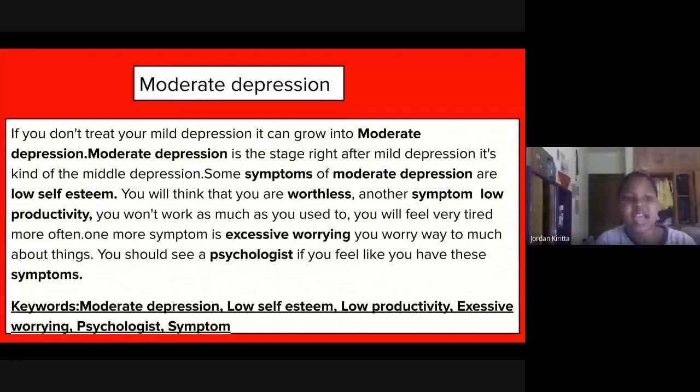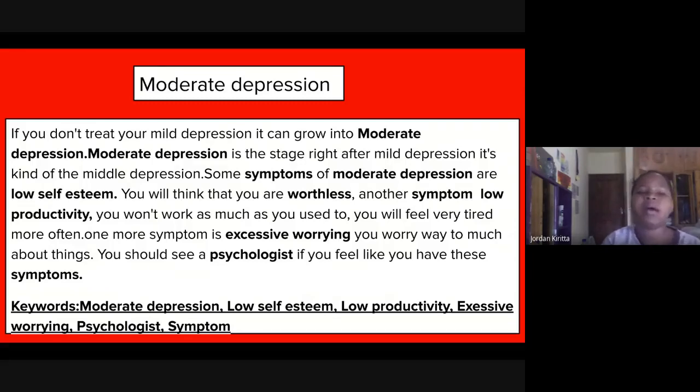Moderate depression. If you don't treat this depression, or your mild depression, it can go to moderate depression. Moderate depression is the stage right after mild depression. It's a kind of middle depression. Some symptoms of moderate depression are low self-esteem, where you will think you're worthless, and low productivity. You won't work as much as you used to, and you will feel very tired more often.